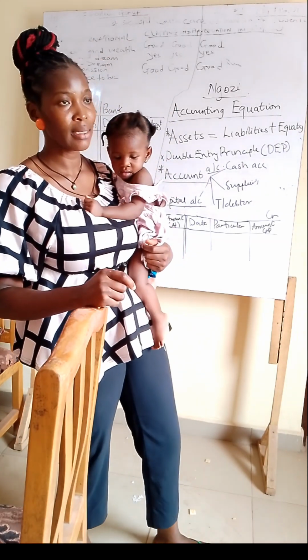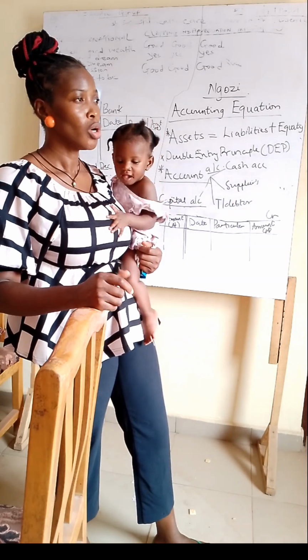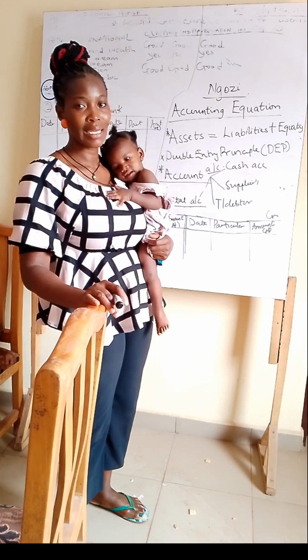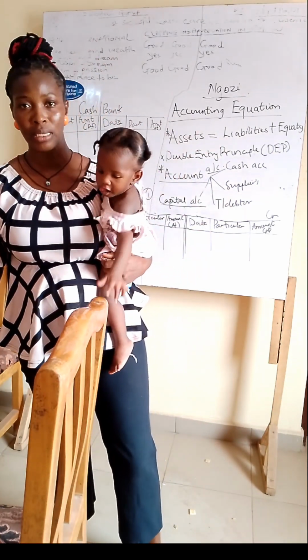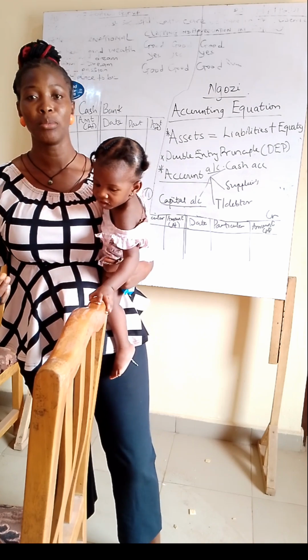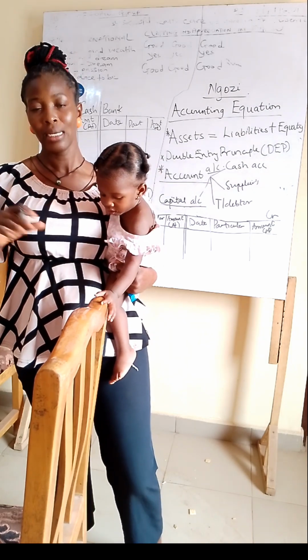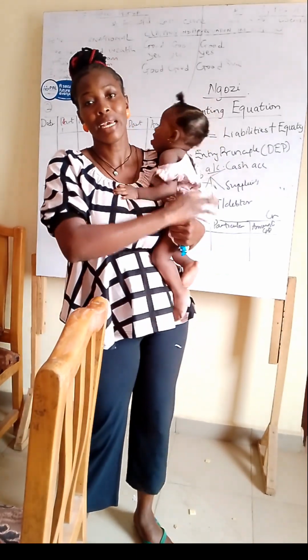Okay? So let's say, for instance, let's just get into the example of assets. Assets are things like cash. The money you have in your bank account for the business is an asset because that cash belongs to you. You own it, you control it, and it's for the business. That's an asset.